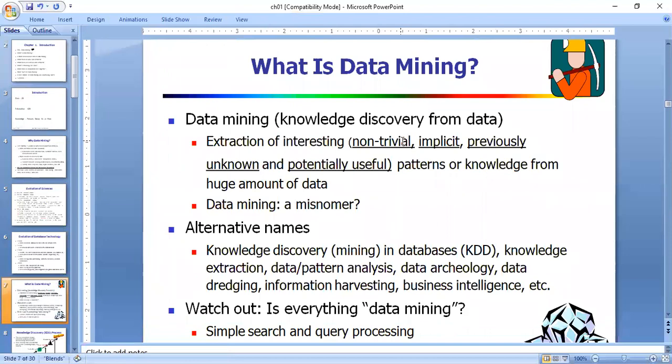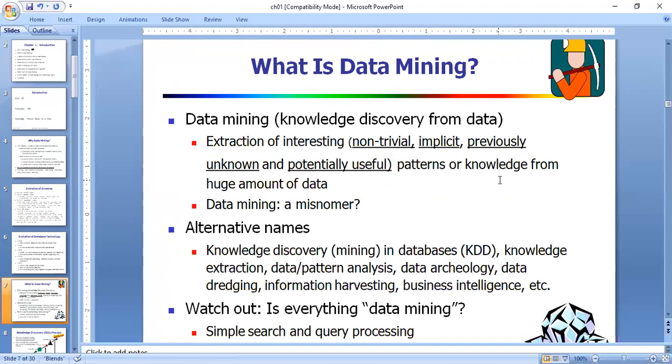Now we'll see why data mining. So far we have seen what data is, what information is, what knowledge is, and the evolution of databases, and in which era we are now. Now, data mining. Data mining is nothing but knowledge discovery from data, that is, the extraction of interesting patterns or knowledge from a huge amount of data. This is what we are going to go through in this unit.